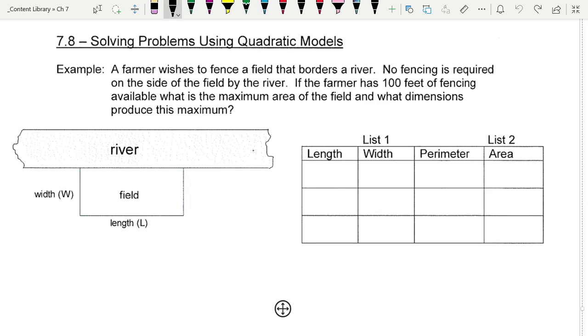Okay, the farmer has 100 feet of fencing, and he wants the area that he fences in to be as big as possible. So what should the length and width be? What dimensions? Dimensions means length and width. That's what they mean when they say, what are the dimensions? They mean, how long are the sides?